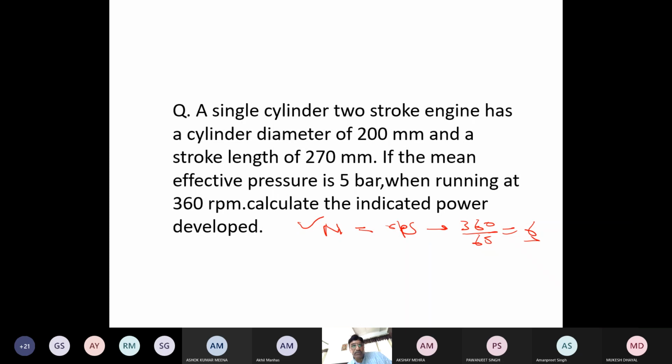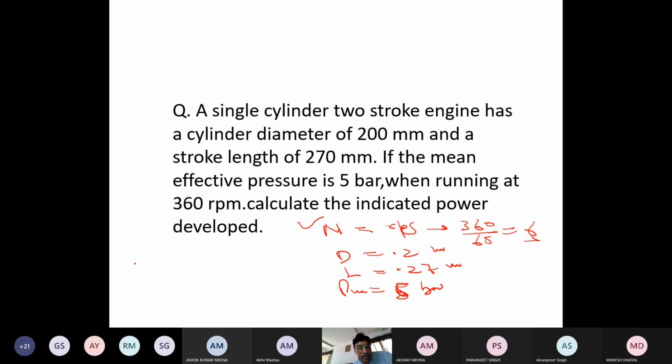ये हमें इसमें नहीं गलती करनी कभी भी, क्योंकि इसमें थोड़ा कई बार कंफ्यूजन हो जाता है. अब हमारे पास वो कह रहा है कि सिलेंडर डायमीटर, सो हम d इज इक्वल टू 0.2 मीटर. इसमें भी कोई गड़बड़ नहीं है. कैपिटल L हमें पता है 270 mm है, तो 0.27 मीटर L हो गया स्ट्रोक. मीन इफेक्टिव प्रेशर PM इज गिवन, PM इज इक्वल टू 5 बार. अब निकालने की जरूरत नहीं है, दे रखा है पहले ही. दिस इज 5 बार. व्हेन रनिंग एट 360 RPM कैलकुलेट.